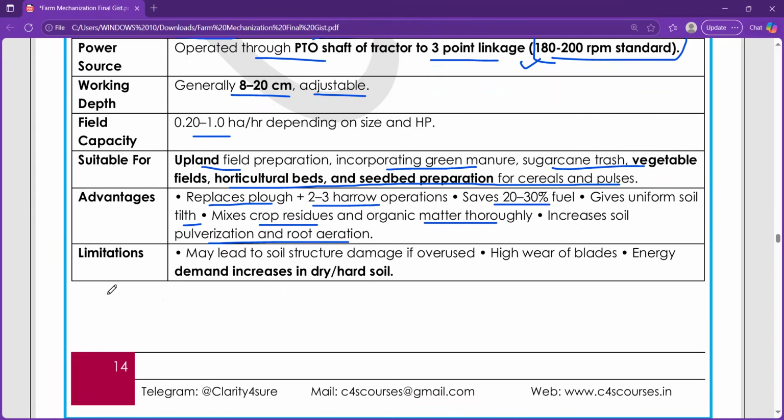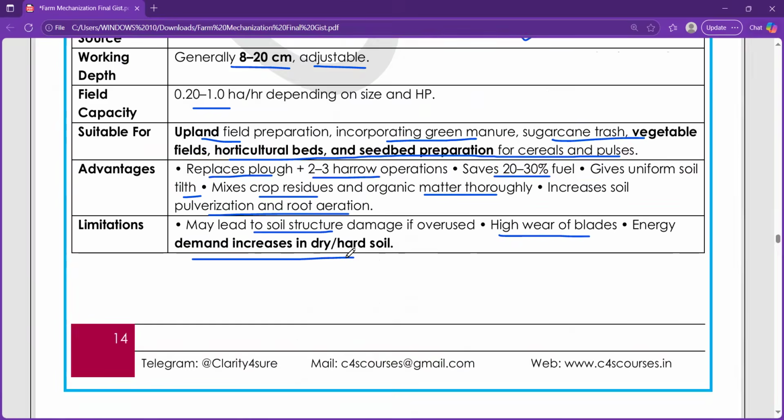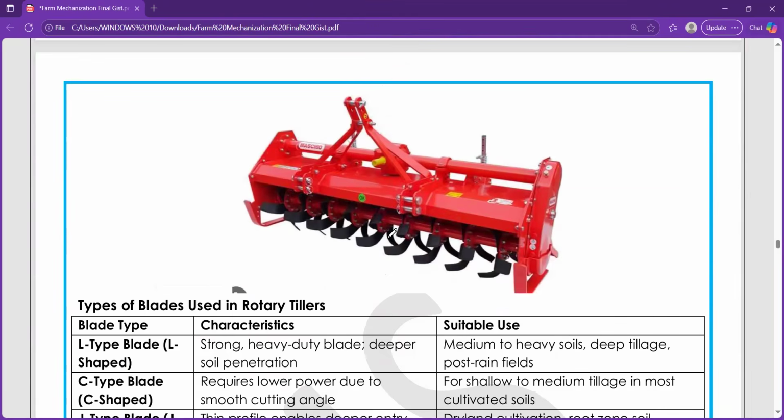Okay. The limitation is that there is very high wear and tear of blades. The high energy demand increases where the soil is very dry and hard. And it also leads to damaging the soil structure if overused. Okay, so you can see how the rotavator looks. The blades are kind of in this pattern.